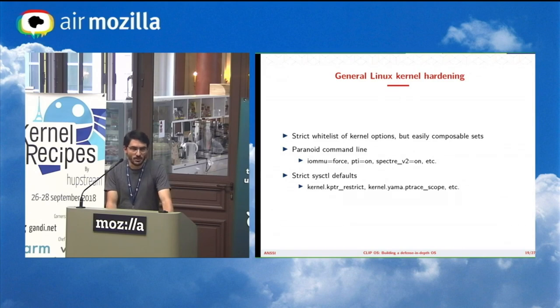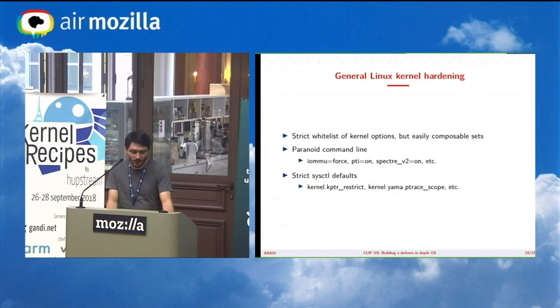We did general Linux kernel hardening. We chose a strict set of options, but we made sure to make it easily composable to support multiple hardware profiles. For example, if you want to work on a laptop and a server, we'll have different drivers. We also chose to add some paranoid command line arguments.